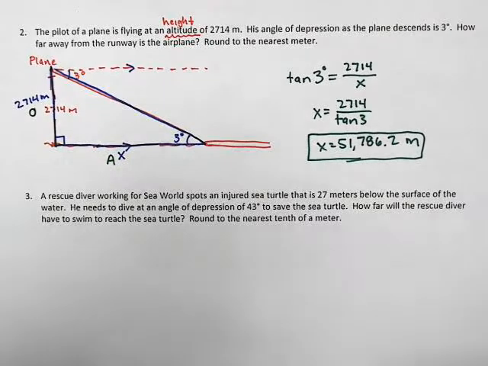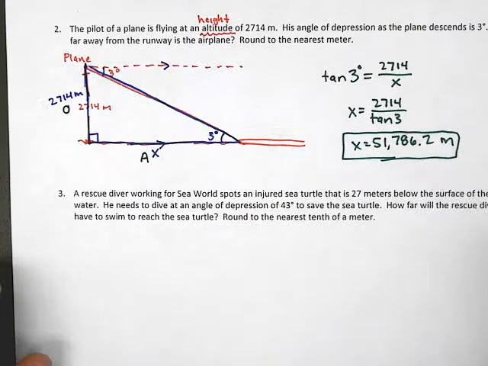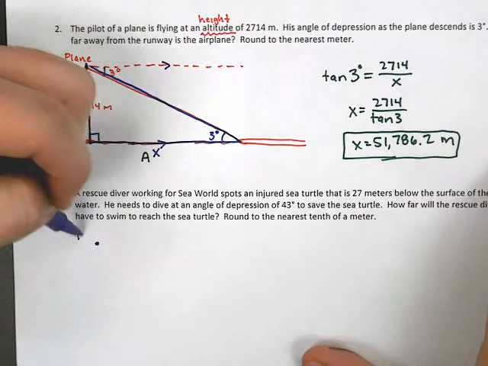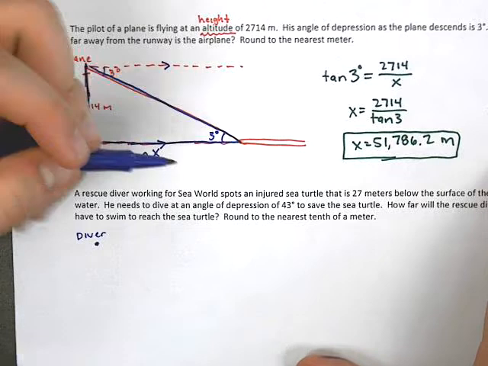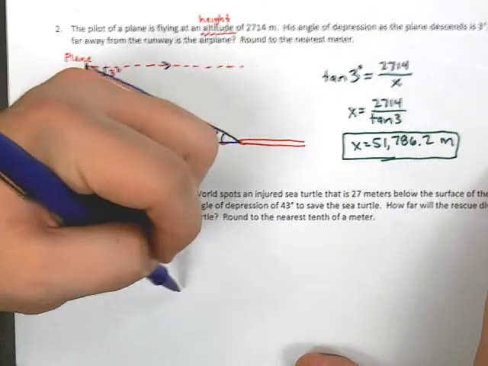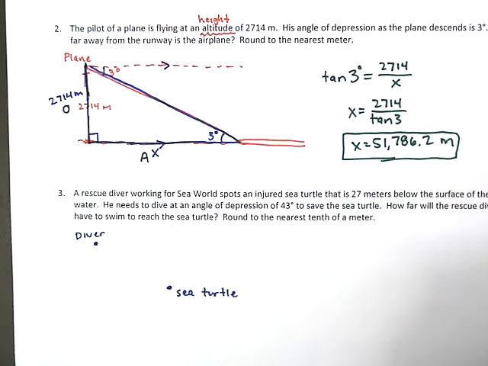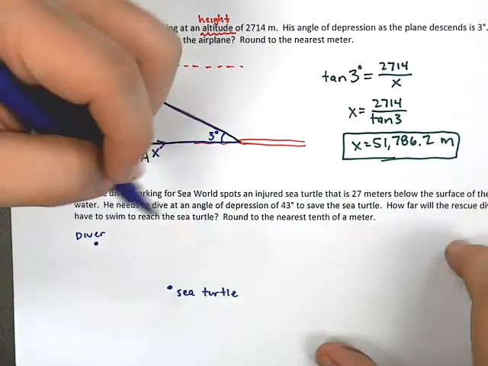Okay, last one. Let's set up a picture. A rescue diver working for SeaWorld spots an injured sea turtle that is 27 meters below the surface. Okay, he needs to dive at an angle of depression. All right, so we have a diver. And it looks like we have a sea turtle. And we know a couple of things.